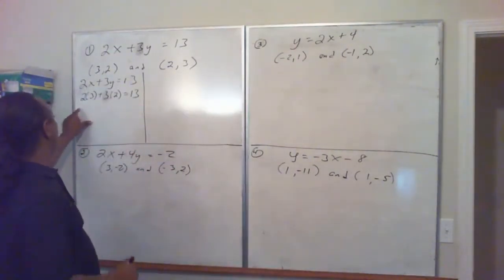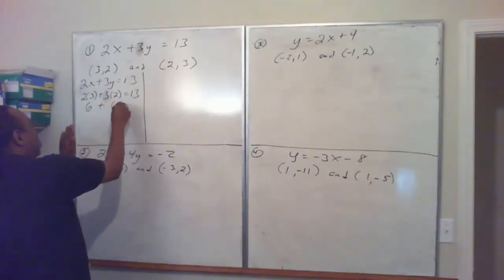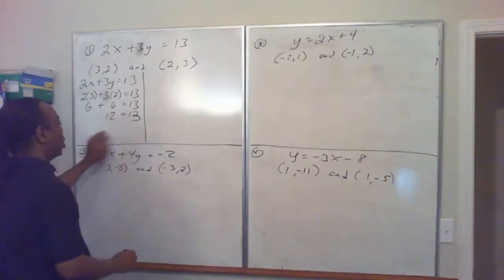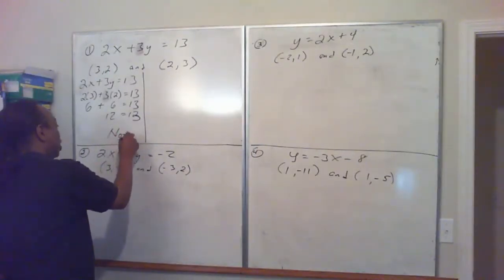Here I have 3 times 2, which is 6. And when I add the 6's, I get 12. And 12 does not equal 13. So no, this is not a solution.